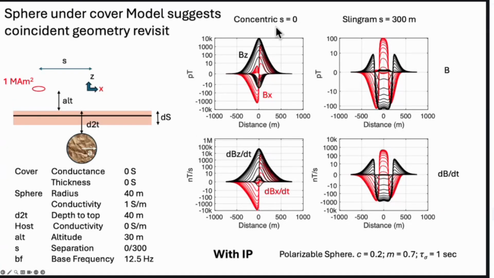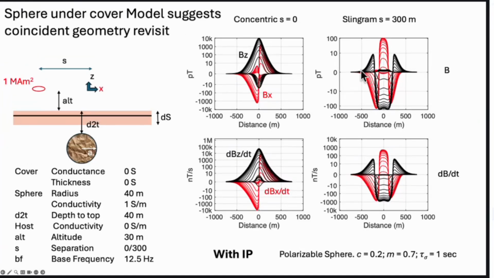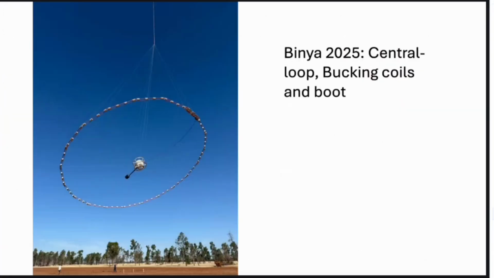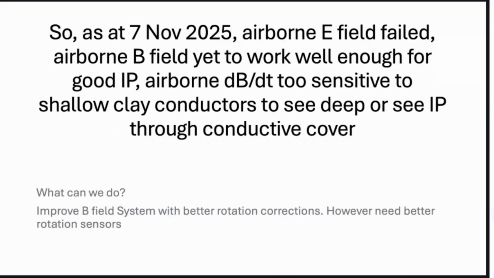So the concentric loop had clear responses from this target, whereas the separated loop we'd been using with a separation of 300 meters didn't. So the next thing we decided to do was to test with the central loop system. We tested that over a couple of sheds near Griffith. The blue here is the predicted response of the shed, the biggest you could get. We saw that in the data. So a coincident loop system worked.